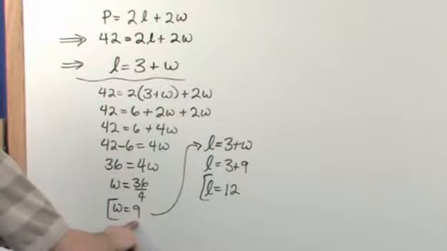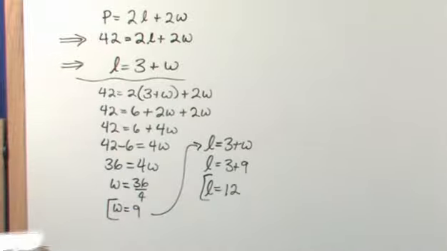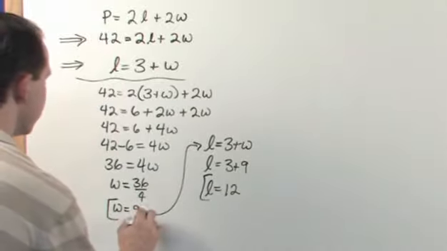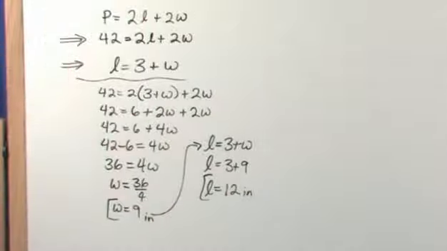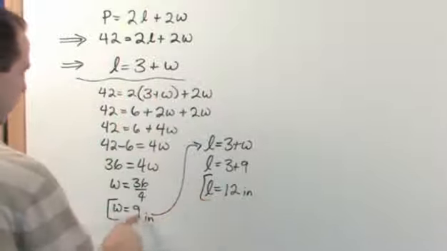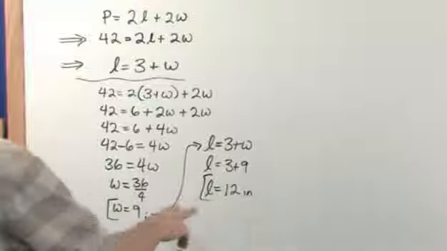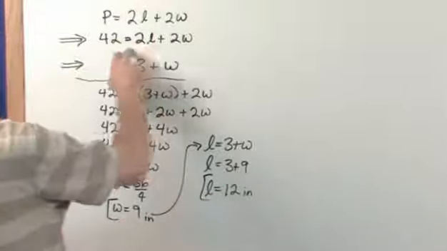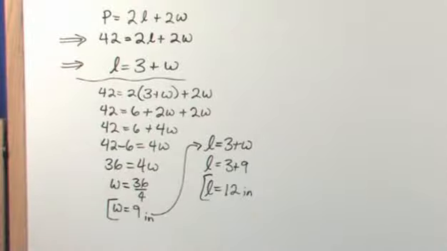Length is equal to 12, width is equal to 9. And this is all in inches because the problem was dealing with inches. So, does the length equal 3 plus the width? Well, sure it does. 3 plus the width gives me my length. And if you were to take these two numbers and put them up into here, you would find that the perimeter all the way around this rectangle is going to be 42 inches.